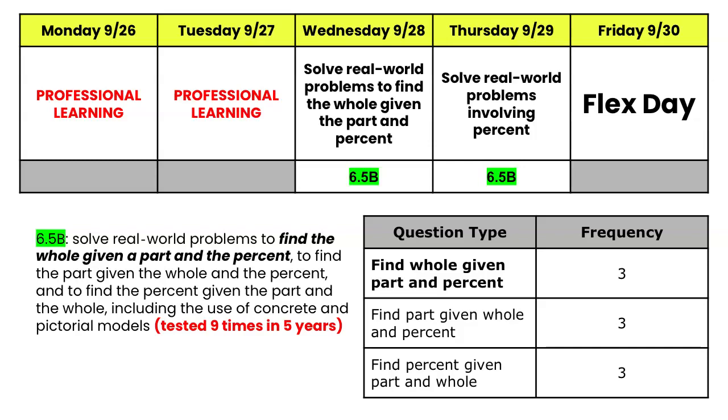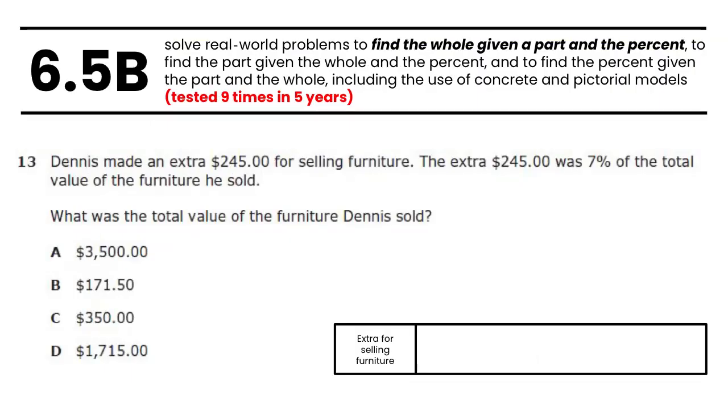In this released item, Dennis made an extra $245 for selling furniture. That extra $245 was 7% of the total value of the furniture he sold, and we want to figure out the total value of the furniture that Dennis sold.